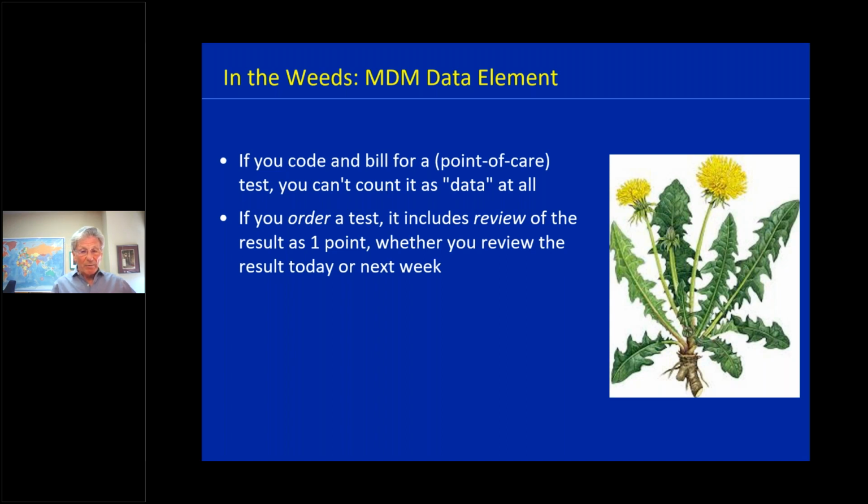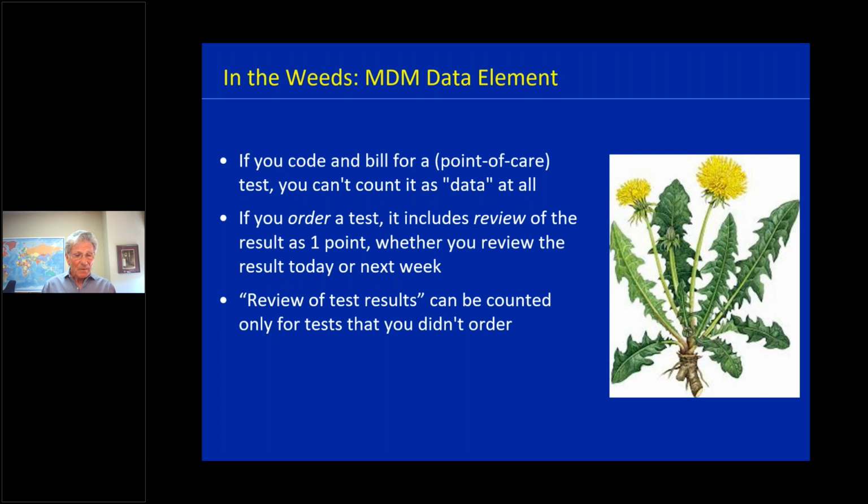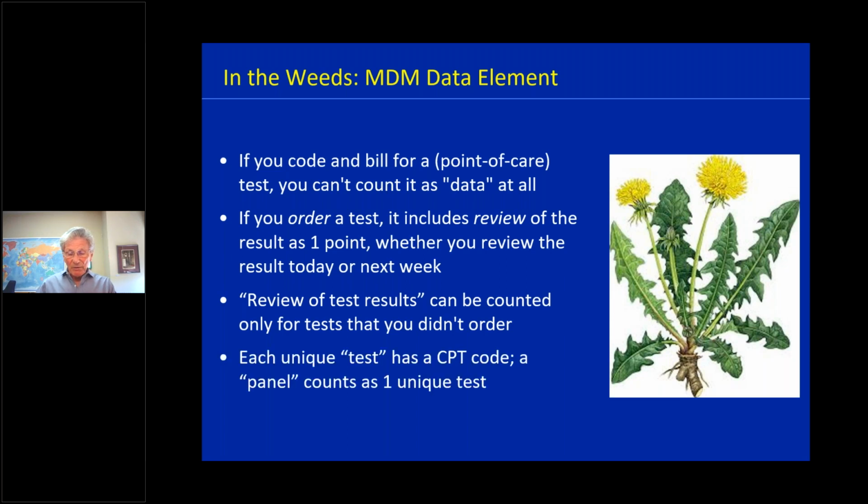You only get one, ordering the test and reviewing the test result, whether you review that result today or next week. Next, review of test results can be counted only for tests that you didn't order. It has to be a test result that someone else ordered. And lastly, each unique test has its own CPT code. A panel counts as one unique test.